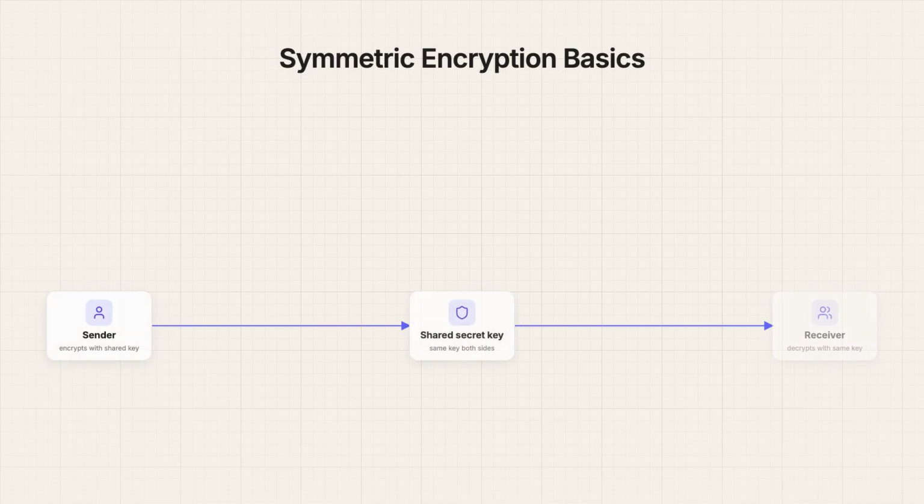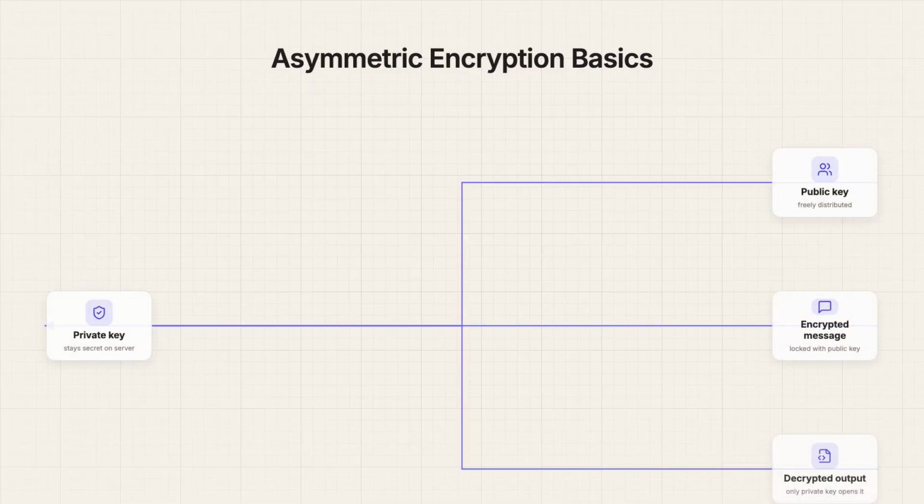Symmetric encryption uses one key that both sides already possess. The sender feeds plaintext and the key into a cipher like AES and produces ciphertext. The receiver feeds that ciphertext and the identical key into the same cipher and recovers the plaintext. This is extremely fast, but it creates a chicken and egg problem. How do two strangers on the internet agree on that shared key without someone intercepting it?